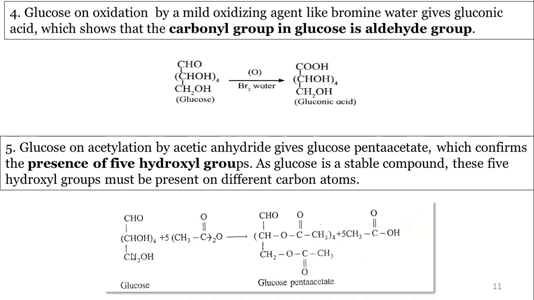So when this glucose is treated with 5 molecules of acetic anhydride, it gives glucose pentaacetate. Glucose pentaacetate is formed, with 4 acetates here and 1 acetate here. And we get acetic acid as a by-product, 5 molecules of acetic acid. This pentaacetate confirms the presence of 5 hydroxyl groups, meaning glucose has 5 OH groups.